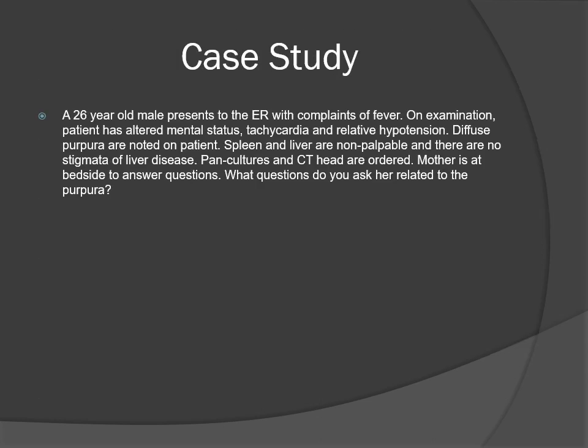As we go through this, we're going to have a case study that's going to help us follow along and put it all together, hopefully. In this case study, we've got a 26-year-old male who presents to the ER with complaints of fever. On exam, he has altered mental status, tachycardia, and hypotension. You notice that he has diffuse purpura. Spleen and liver are non-palpable, and there's no stigmata of liver disease. To get things started, we order some pan cultures and a head CT.